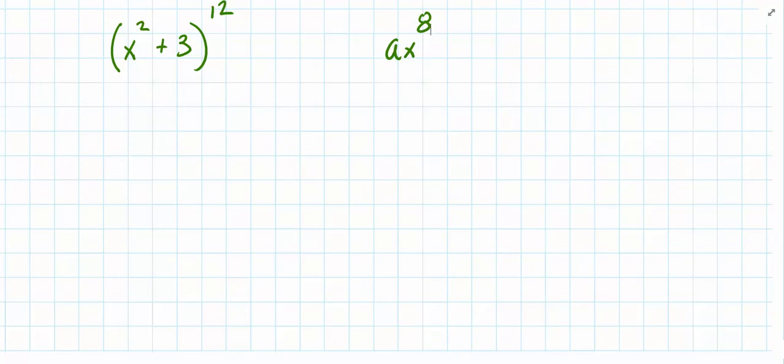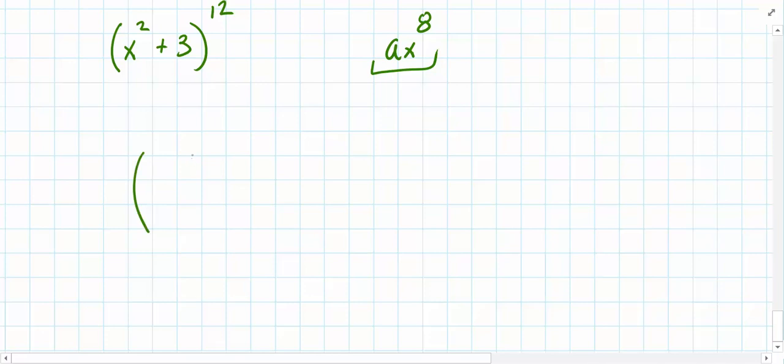Okay, we'll do one more for you. Say you're given (x squared + 3) all to the 12th. What is the coefficient of the x to the 8th term? So let's go ahead and build this thing. We know we're going to have 12 choose something. We know we have an x squared here, and we want to make sure that we get an x to the 8th power.